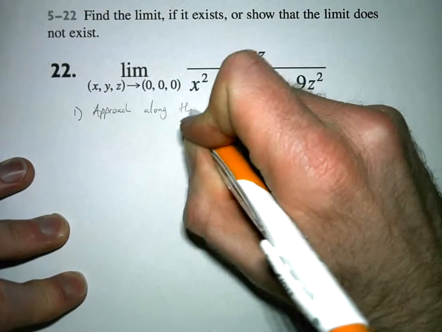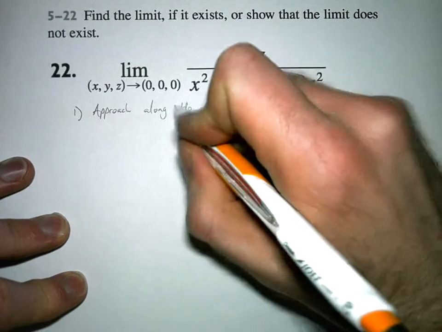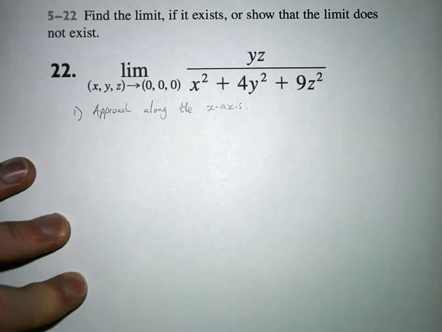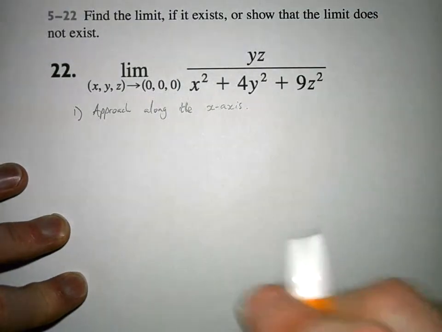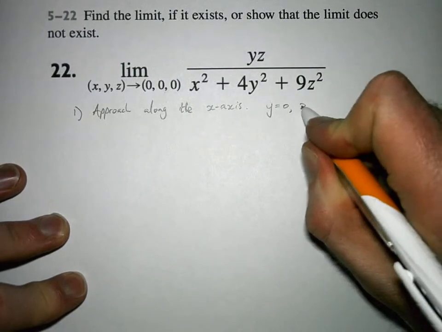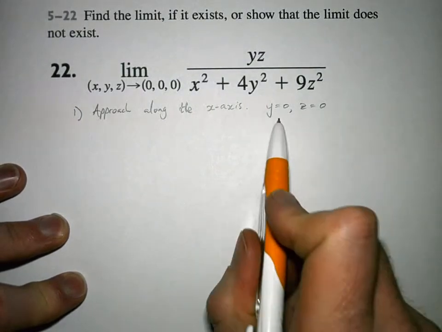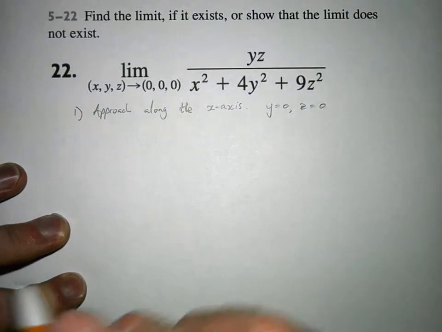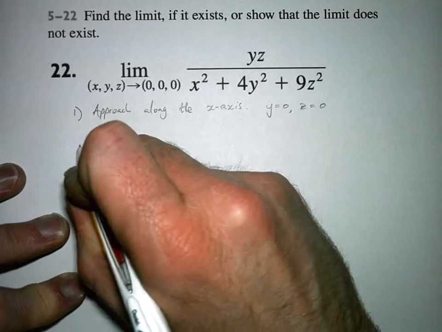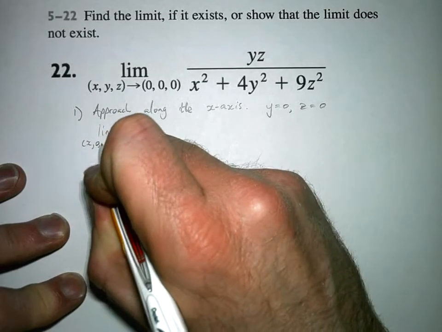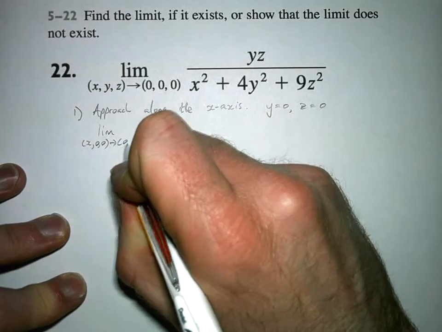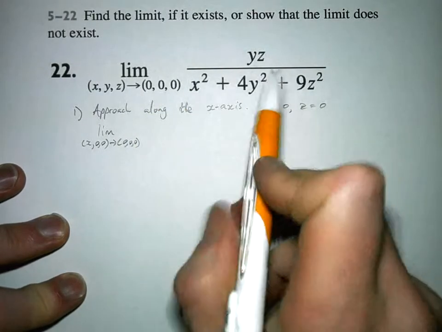along the tried and tested standard one, the x-axis. Always a good one to start. So we're going to approach along the x-axis. Now in three dimensions, on the x-axis, we don't just have y equal to 0, we also have z equal to 0. So when y is 0 and z is 0, we are sitting somewhere on the x-axis. So now our limit becomes the limit as (x, 0, 0), that shows that we're on the x-axis, approaches (0, 0, 0) of our function.